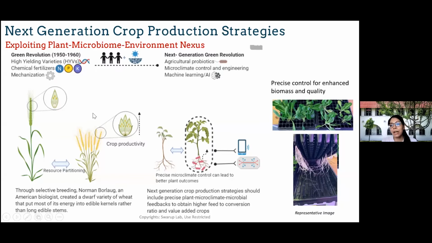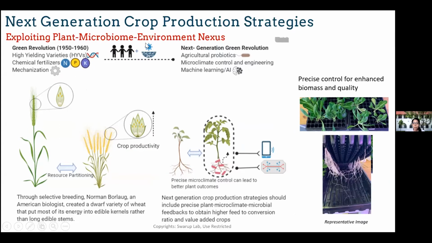We also got a handle on chemical fertilizers, which could boost plant growth immediately. And we also had mechanization, so we could bring in a lot of intensive farming practices, which gave a very big boost to the production that we had. So we could produce a lot. But now we see that a lot of these chemical fertilizers have degraded the environment, and our population is still growing, so we still need to feed more people.